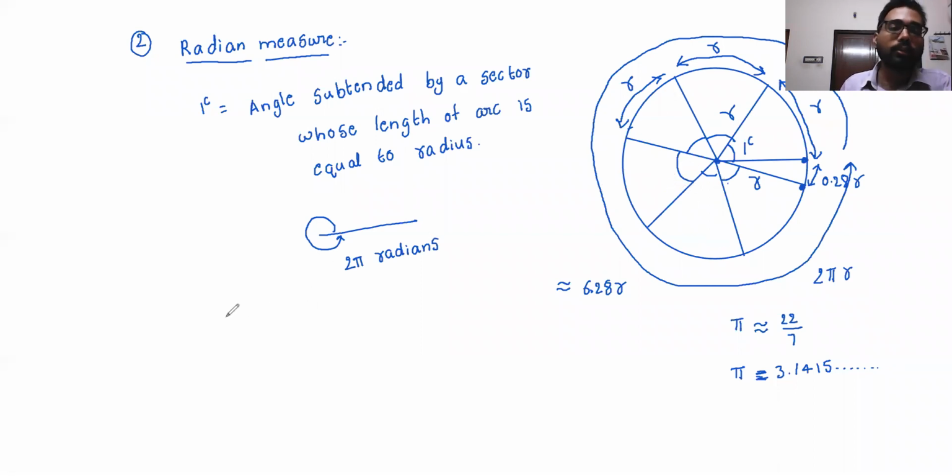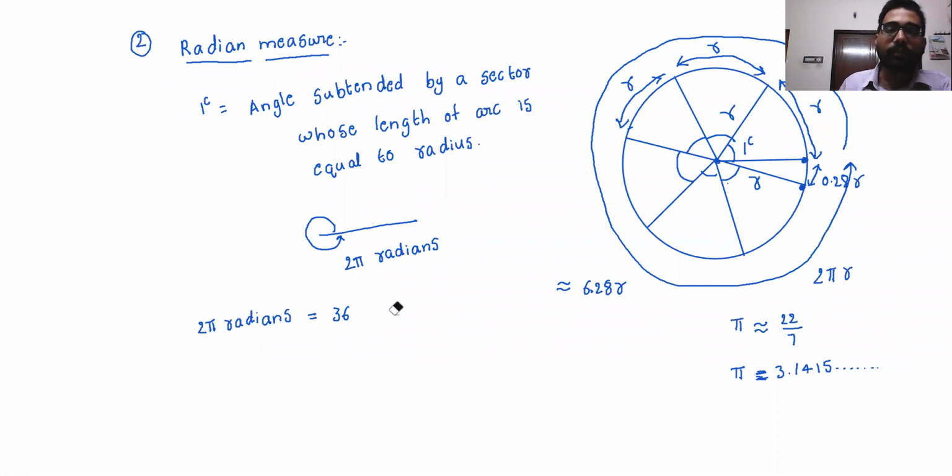Now that we have the second scale, we can easily find the relation between these two scales. What is the relationship? One complete angle, one complete rotation, is 2 pi radians. 2 pi radians is equal to 360 degrees, or you can also write it as 360 degrees in words.